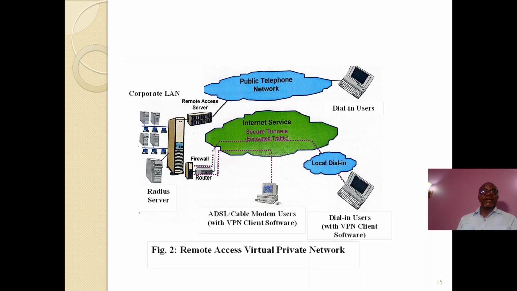Let's quickly look at that again. See to the left where we have the corporate LAN, the information that is coming through this encrypted secure tunnel will pass through the router and the firewall will decrypt it before passing it to the corporate LAN.